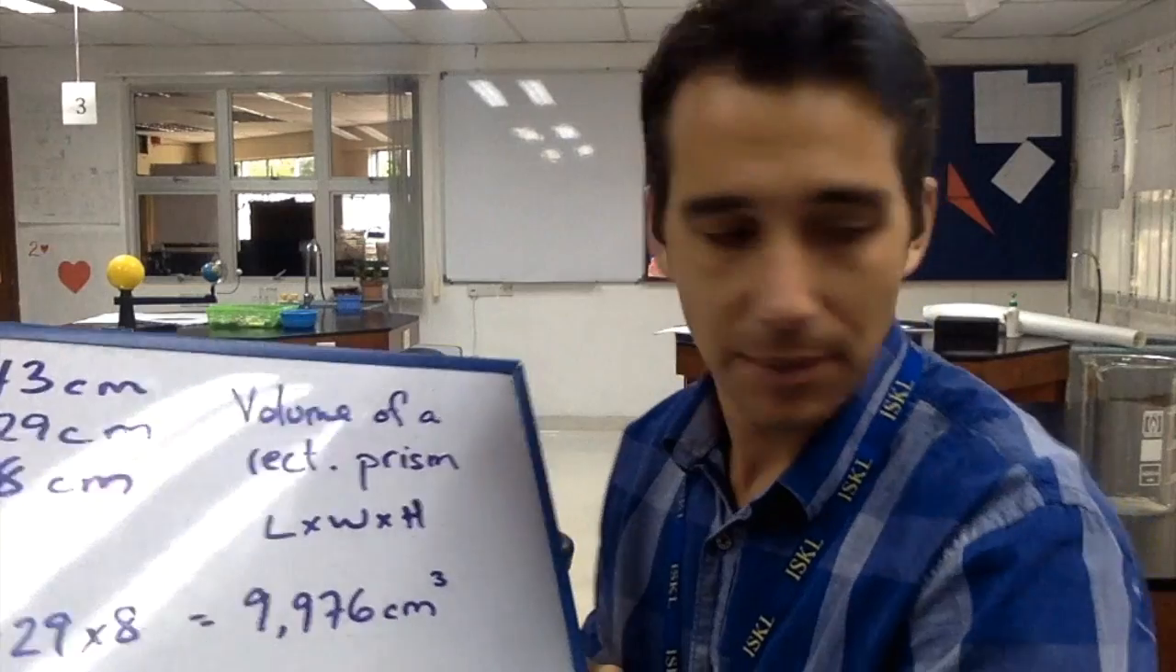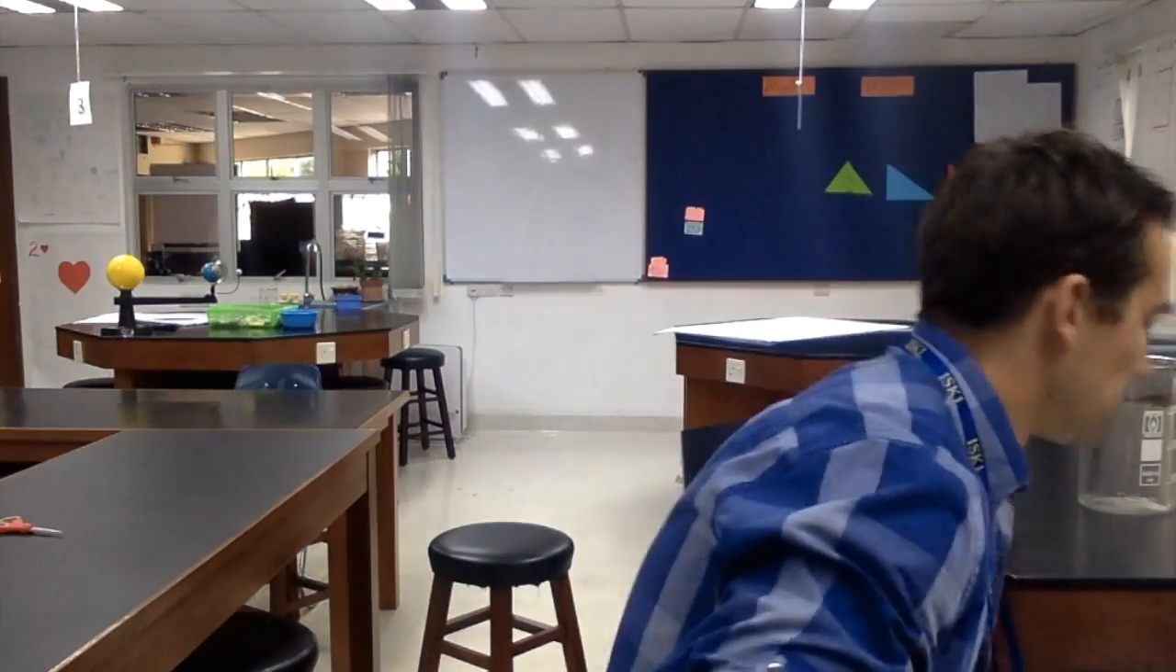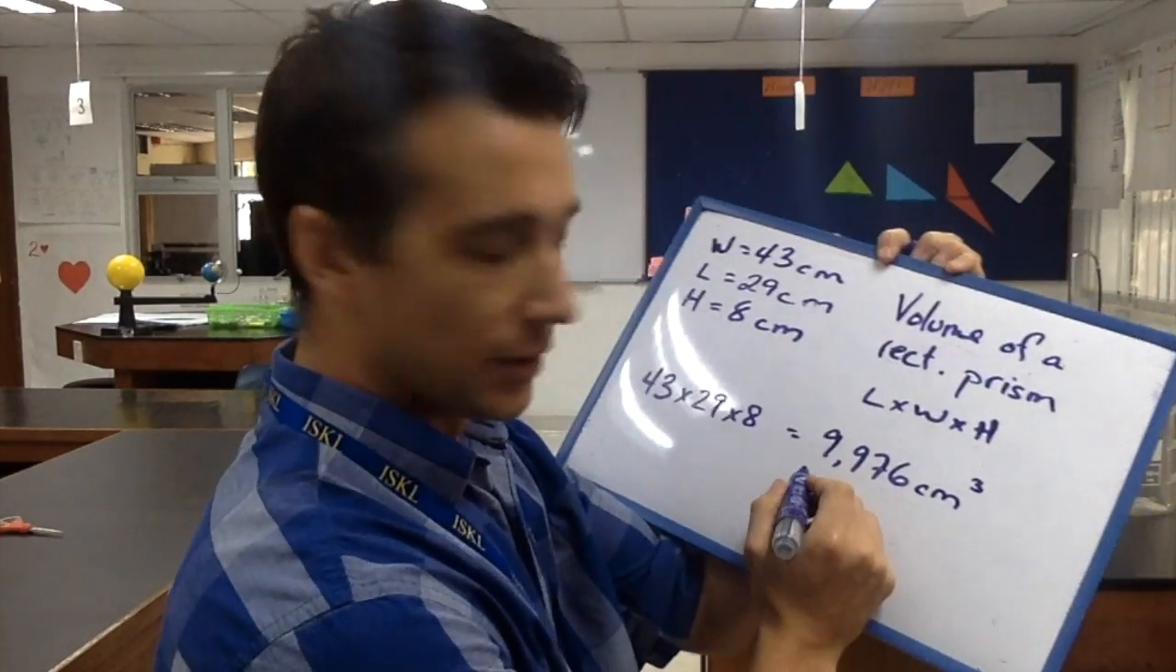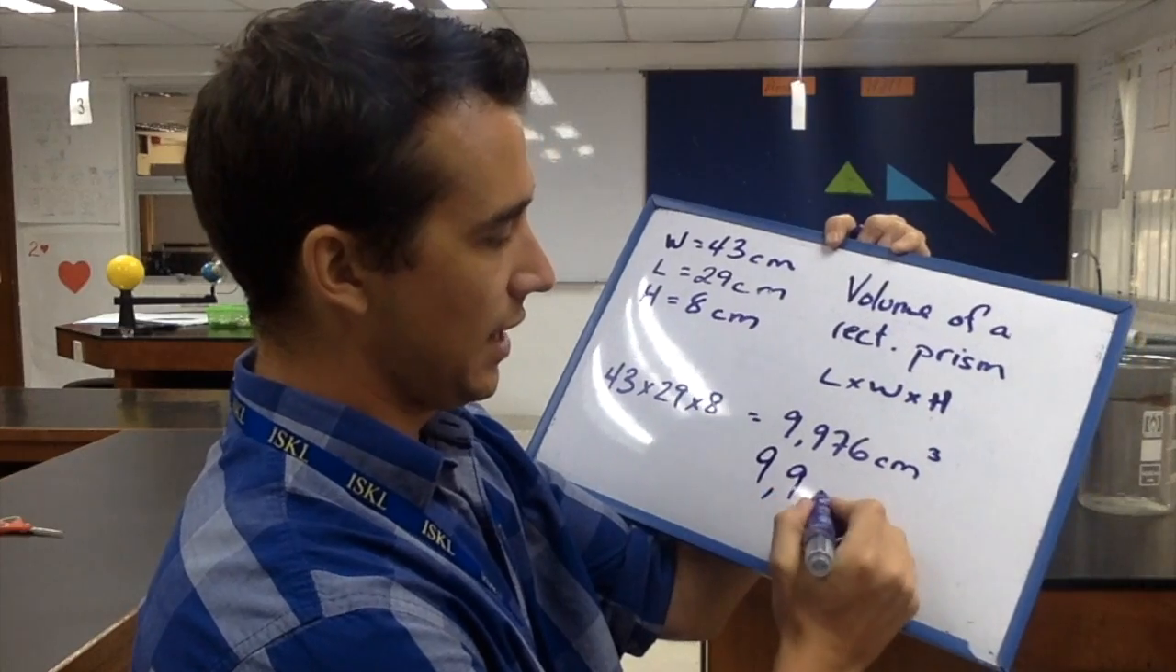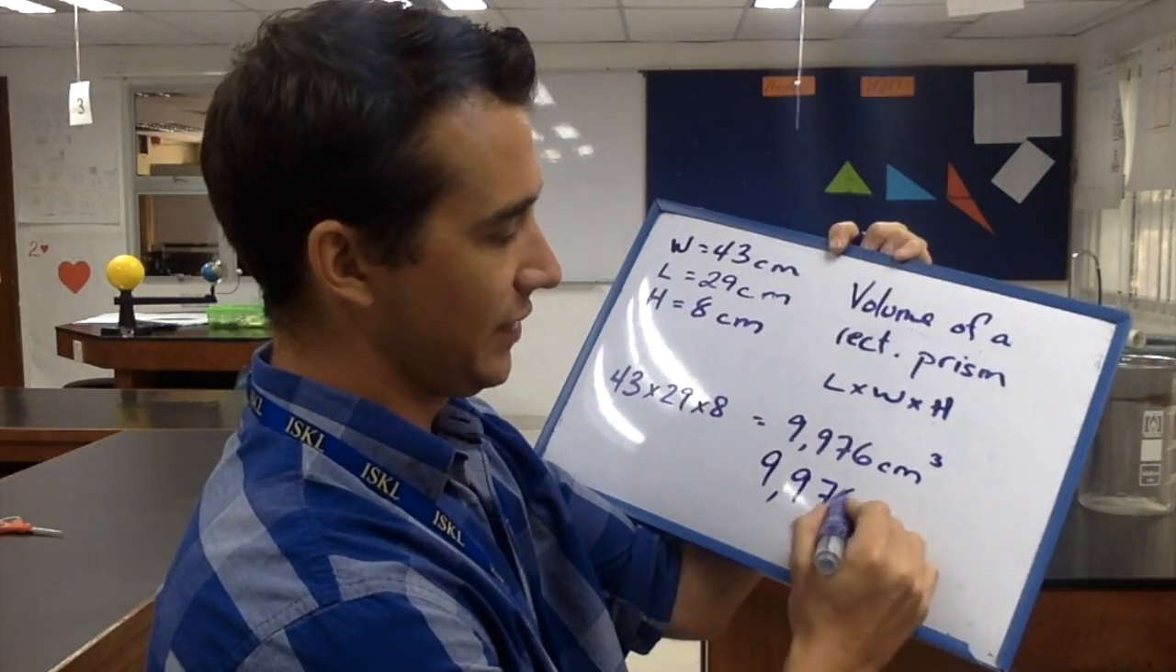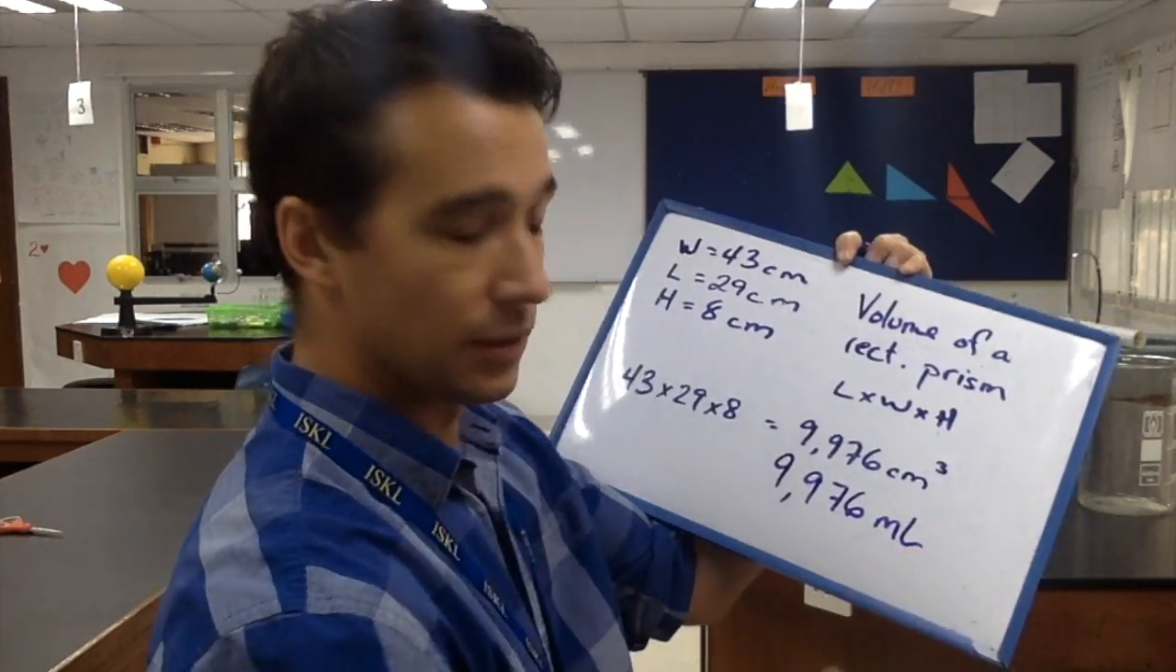Okay, now that's helpful, but centimeters cubed isn't usually the way we talk about volume of water. And since I'm going to be measuring my water with a beaker, that uses milliliters. We know that 1 cubic centimeter is the same as 1 milliliter. So this answer is also equivalent to 9,976 milliliters. Okay?